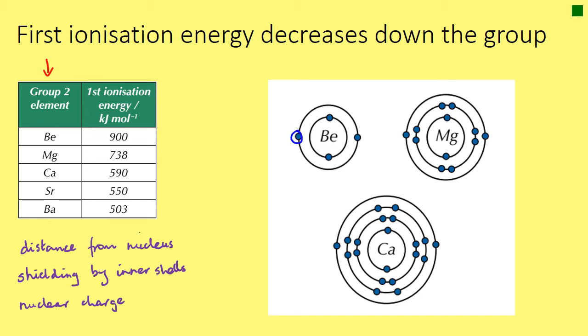The first ionization energy is the energy to remove one of the outer electrons. I could have picked the other outer electron, wouldn't have mattered. And for beryllium, we see that this is 900 kilojoules per mole. Whereas to extract a similar magnesium electron, and again, I could have taken either of the outer two electrons, is only 738 kilojoules per mole. And let's do the same for calcium. To remove that for calcium is 590 kilojoules per mole.